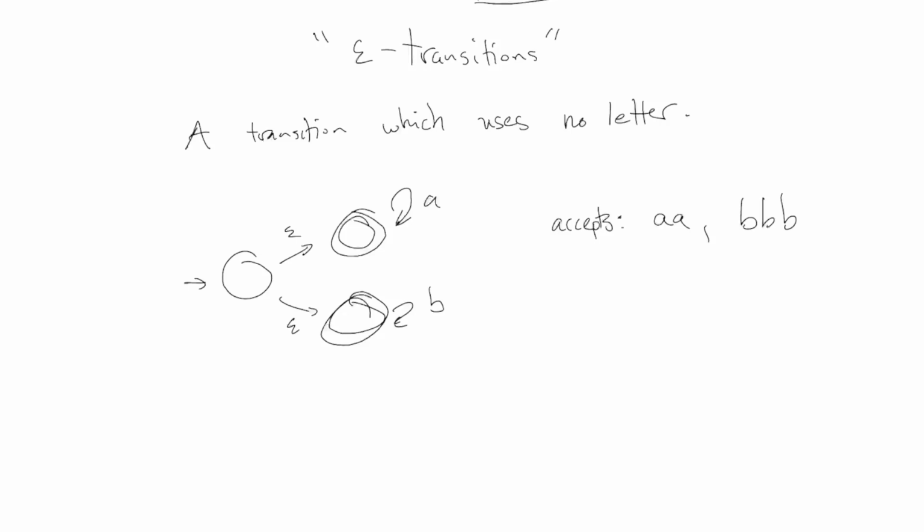Can anybody say what are the strings, generally speaking, that this accepts? Yeah? A to the n or B to the n? Yeah, it accepts any string that looks like A to the n or B to the n, right? It has to be just all A's or all B's. No combination of A's and B's, though, because you have to do one of those epsilons first and then stick with your letter, either A's or B's.